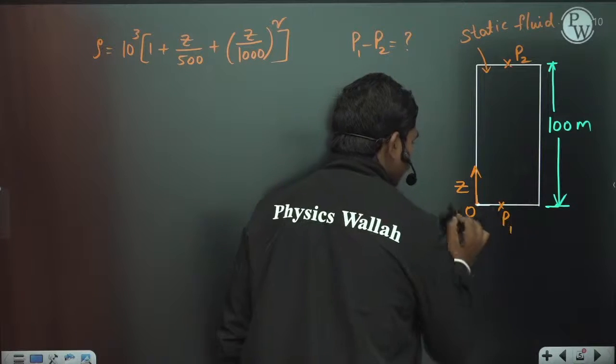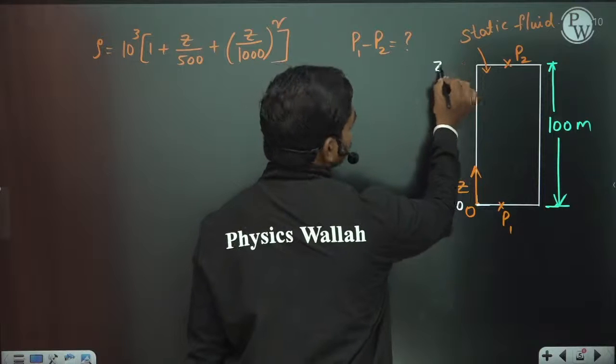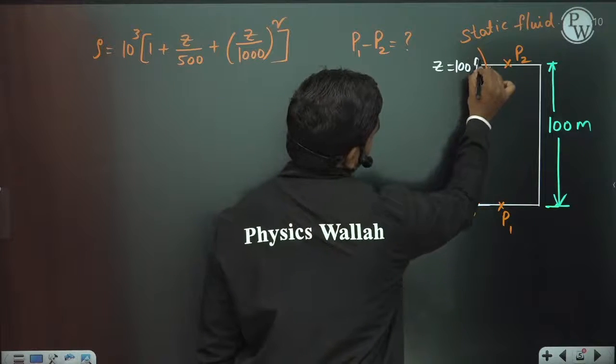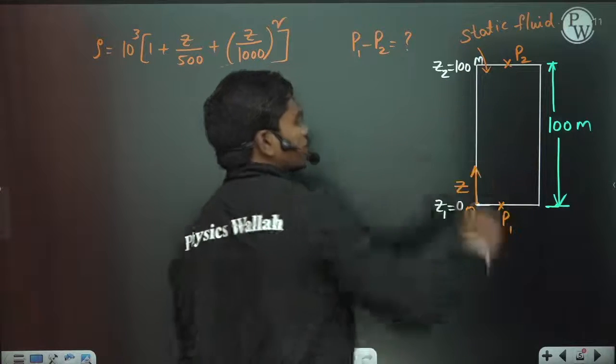Here at the bottom we have z equal to 0. On the top, this is a 100 meter reactor, so z is equal to 100 meters here. So let us take z1 and z2. Similarly, pressure at this location P1, pressure at this location P2.